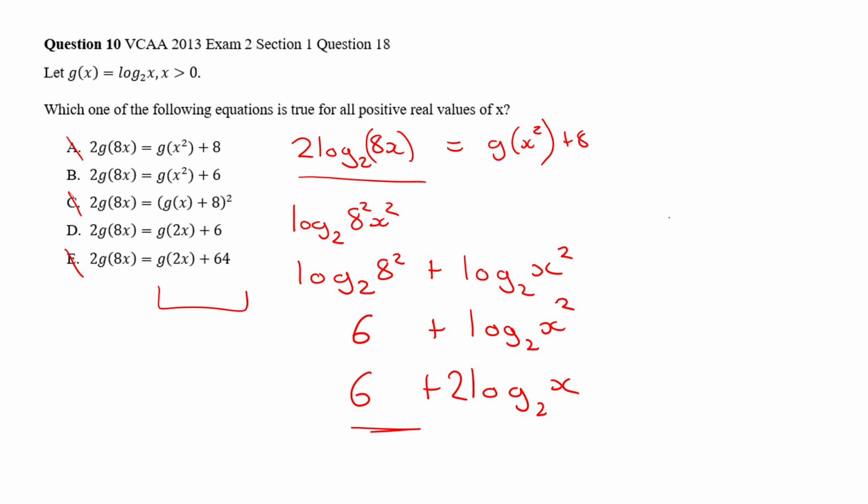The next thing I'm going to look at is whether I've got an x squared, which both of these have. So B has an x squared and D does not, which means if I would need it to be D, I need a 2 to be out the front of g of x, but I don't. So therefore it has to be B.